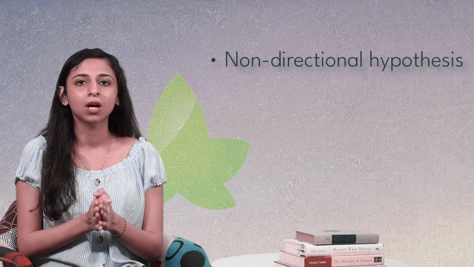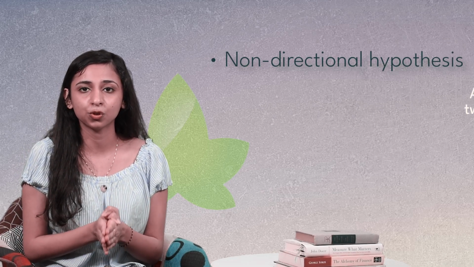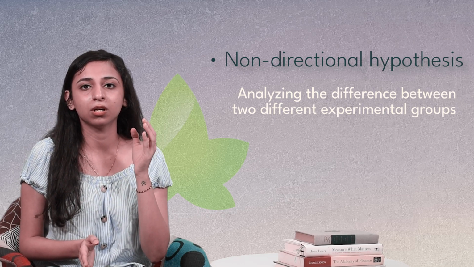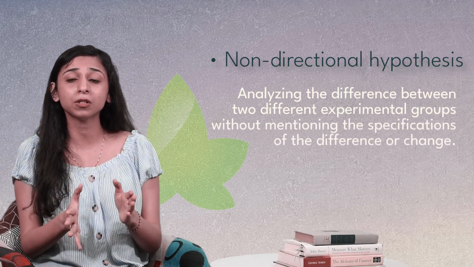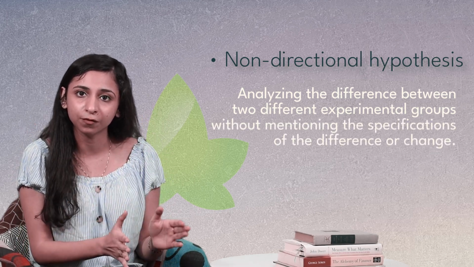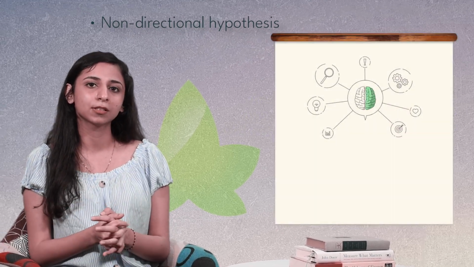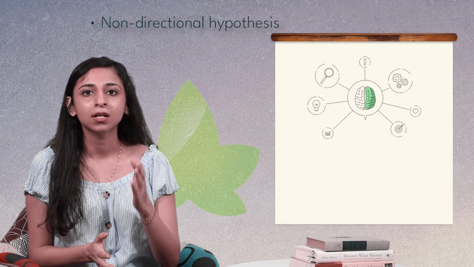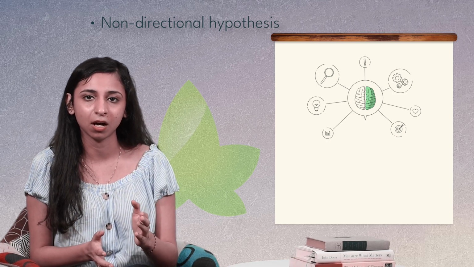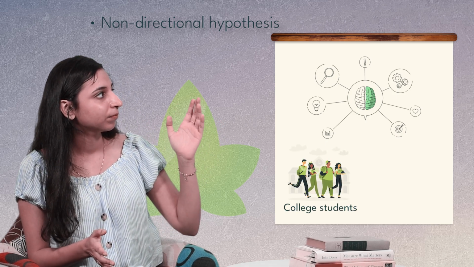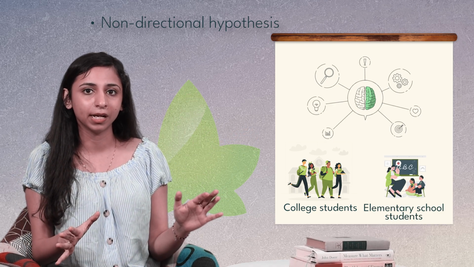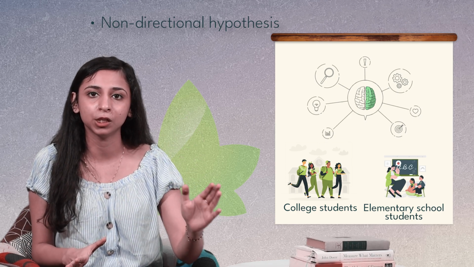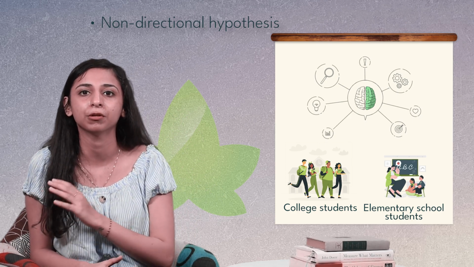Another kind of hypothesis is non-directional hypothesis. Non-directional hypothesis refers to understanding or analyzing the difference between two different experimental groups without specifying the difference or change. For instance, a researcher wants to study the ability on a memory task of college students as well as elementary school students without mentioning or predicting which particular population or sample group would perform better.